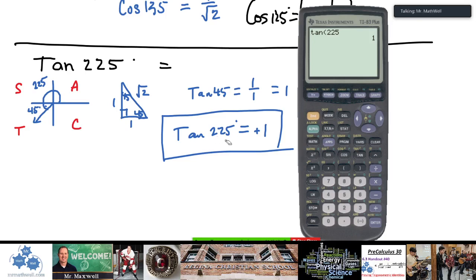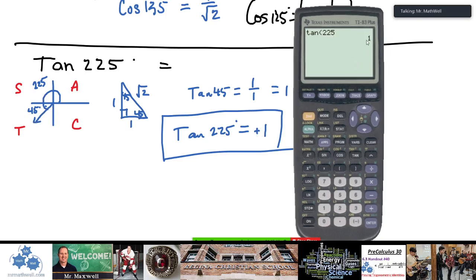The tan of 225 is going to be either positive or negative 1. So I put the 1 down there, and then I checked my CAST rule, and I notice that the tangent is positive when my angle terminates in this quadrant. So the tangent is positive, and so I've written positive 1. I checked that on my calculator: tan of 225 is indeed positive 1.